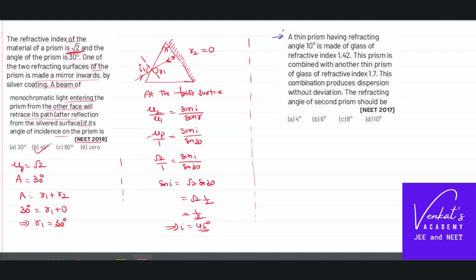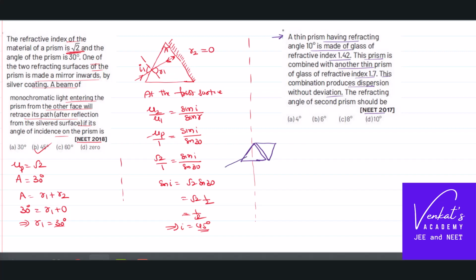This is given in NEET 2017, again from ray optics. A thin prism having refracting angle 10 degree is made up of glass of refractive index 1.42. The prism is combined with another prism of refractive index 1.7. This combination produces dispersion without deviation. So what he is saying is, two prisms are arranged in such a way that this is prism 1, this is prism 2. It produces dispersion without deviation.